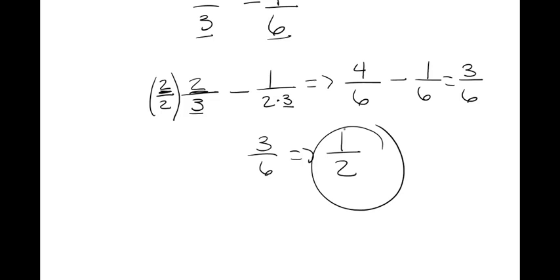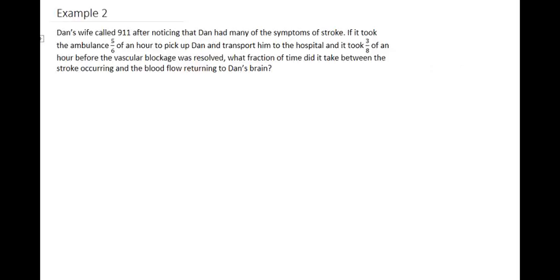So now let's look at another example. Dan's wife called 911 after noticing that Dan had many of the symptoms of a stroke. If it took the ambulance 5/6 of an hour to pick up Dan and transport him to the hospital, and it took 3/8 of an hour before the vascular blockage was resolved, what fraction of time did it take between the stroke occurring and the blood flow returning to Dan's brain?